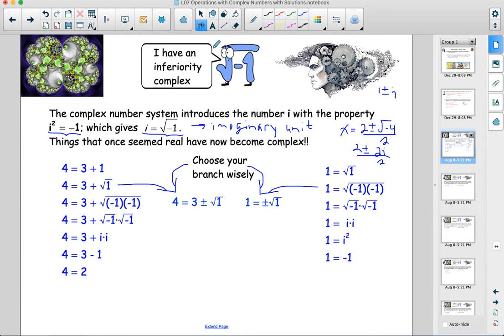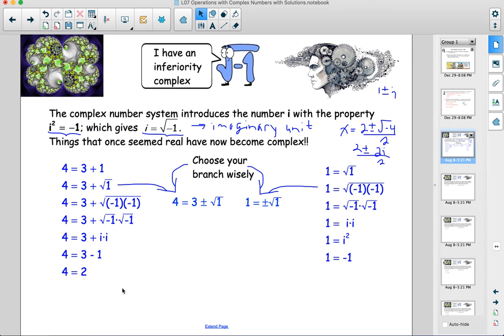So things that once seemed real have now become complex. So let's take a look at what we're doing here. 3 plus 1 is 4, clearly. The square root of 1 is 1. The square root of -1 times -1 is +1, so we could split it apart. And we get the square root of -1 times the square root of -1, but each of those are i. So I now get 3 plus i times i. Of course, i times i is i squared. i squared is -1, so I plop in my -1. I now get that 4 is equal to 2.